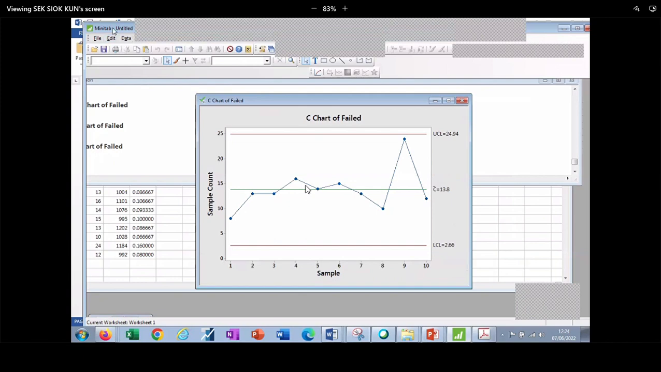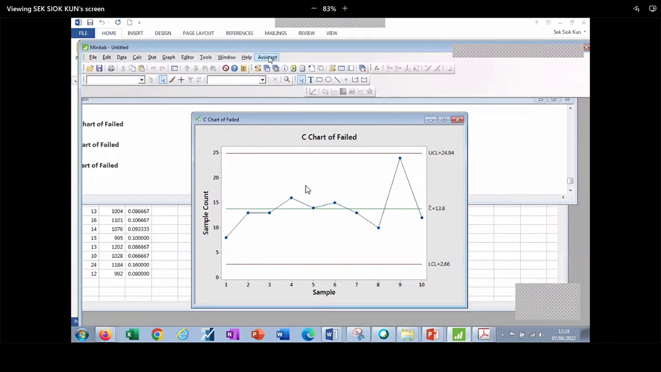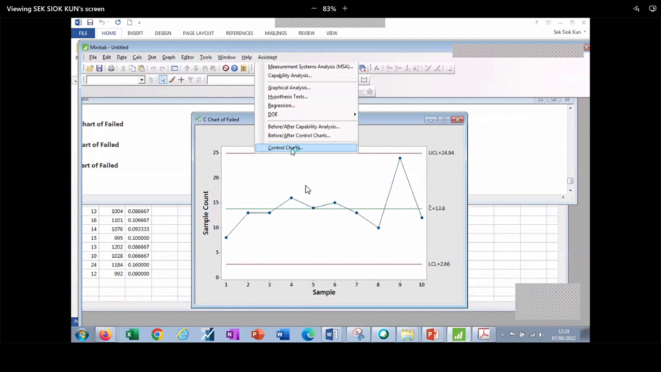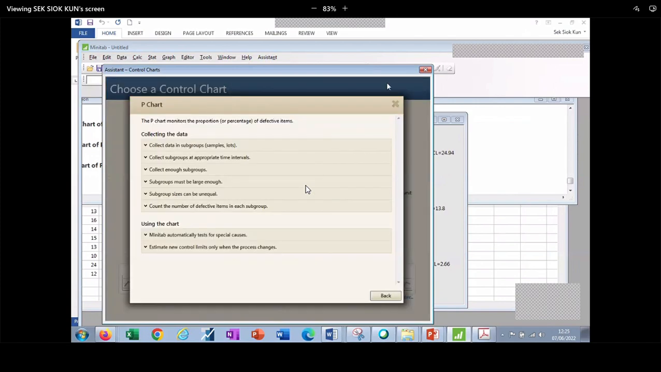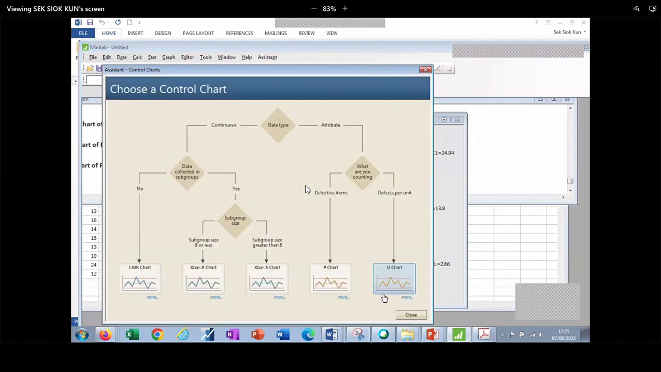Let me see, does the Assistant have anything I can do? Check. Yes, okay. Here I also have the Assistant. I have the P and U charts. Maybe I can try with the P chart.